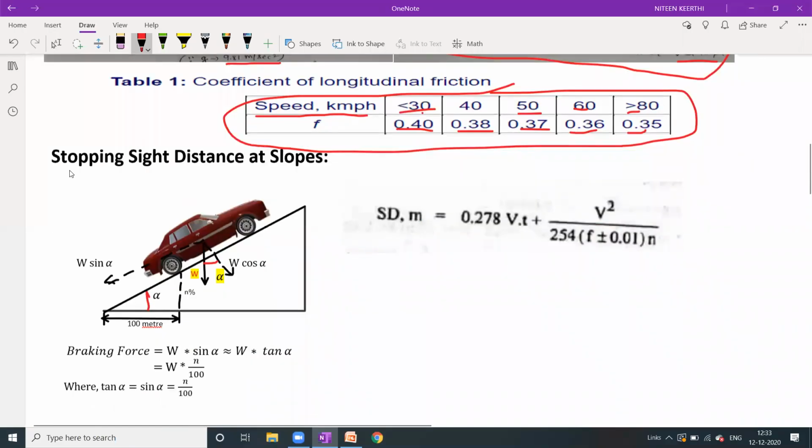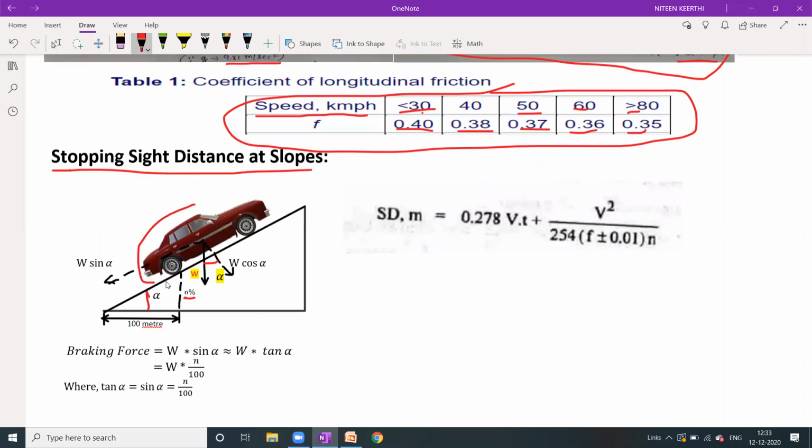Okay, moving to the next, the stopping distance at slopes. At slopes, we have to consider the gradient in percentage. Here you can see I have drawn this diagram, a steep road. It looks very steep, but it is whatever was possible to draw here. Here you can see N, and this N% is nothing but the gradient.